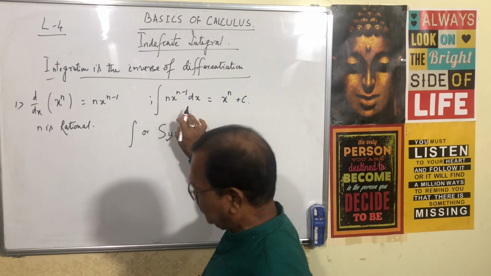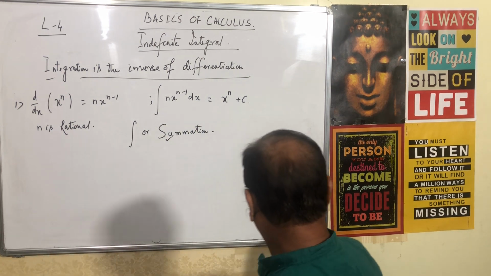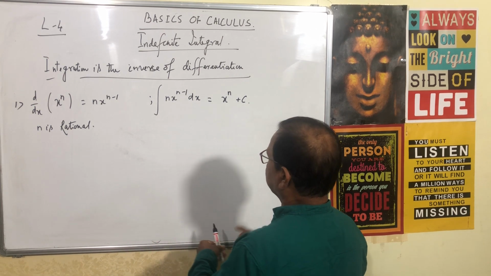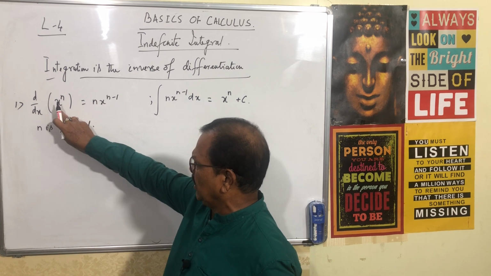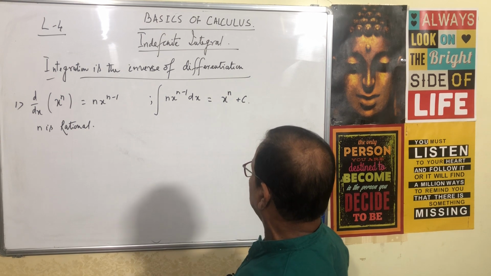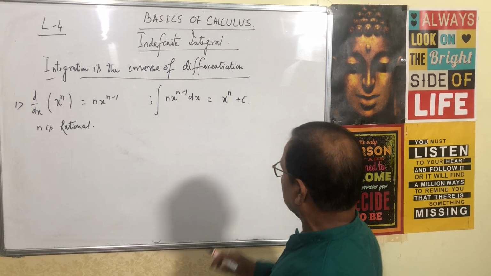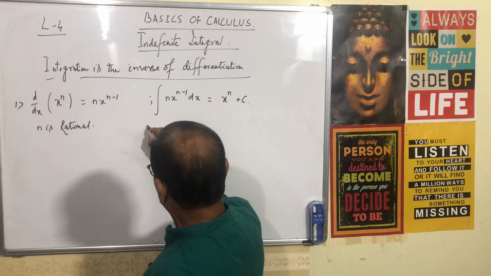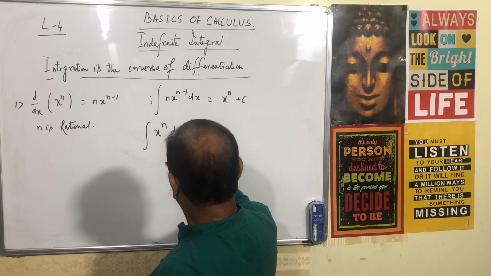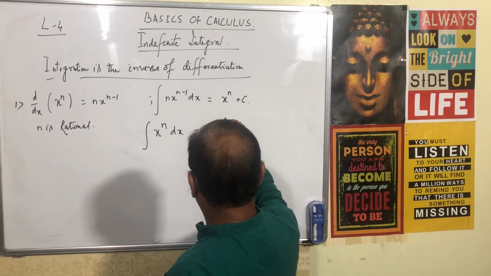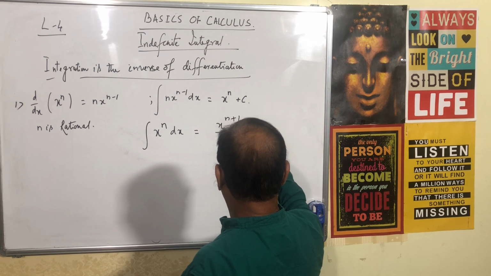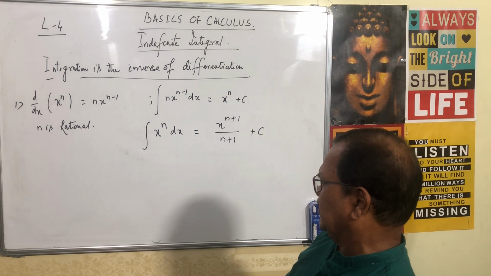So, you must have understood the meaning of antiderivative or inverse of differentiation. So, the differentiation of x^n, where n is rational, is n x^(n-1), and the integral of n x^(n-1) dx is x^n + c. The fundamental formula of that is what? Let us see: the integration of x^n dx is equal to x^(n+1) upon (n+1) plus c. Okay, this fact is coming here.